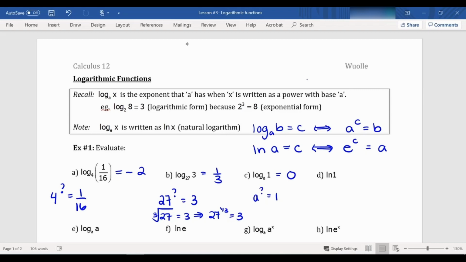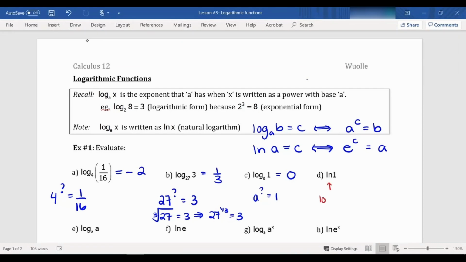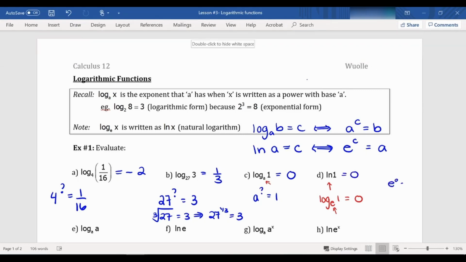Now, as soon as I have ln, what some of you will do is change this to log base e each time. So if you don't like looking at it this way, you could rewrite this as log base e of 1. Which means I'm looking for e to what power gives me 1. Well, we just said log of any base a where the inside stuff is 1 equals 0. So this would equal 0. Which means that ln of 1 equals 0, and that's because e to the 0 equals 1.